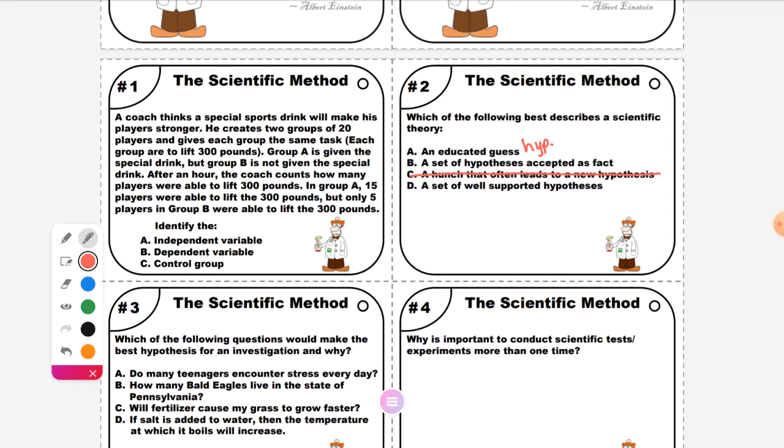What would you need to know the definition of to be able to help you with this? Elise? Nope, hypothesis is nowhere in that question. We already know what a hypothesis is. We said that it's an educated guess. Augie? Theory. I'm just going to give you this one because I told you I don't expect you to know this one. It is D. Scientific theory is a set of well-supported hypotheses.